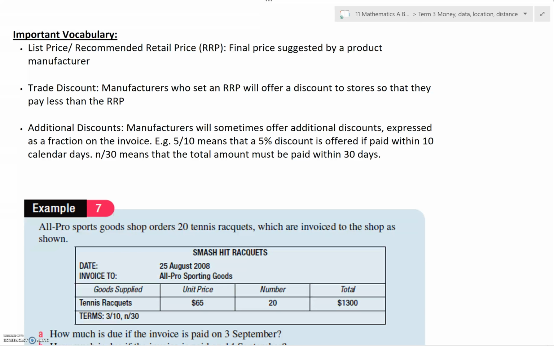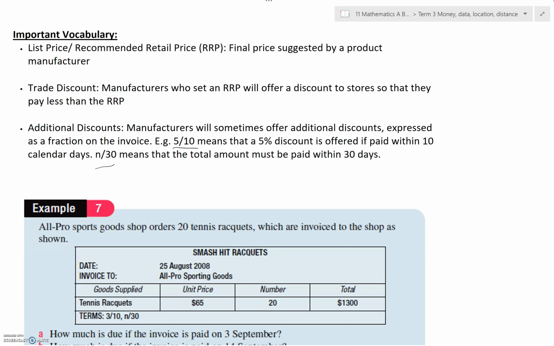So these other discounts, often called prompt payment discounts, to be paid quickly, promptly, are offered, and they're written in these types of ways. So here's an example. 5/10 means that the customer will get another 5% discount if they pay the invoice within 10 calendar days from the invoice date. N/30 means that no discount is offered, but they must pay the invoice within 30 days. And if they don't, the business is going to start chasing them and they could get extra costs involved.